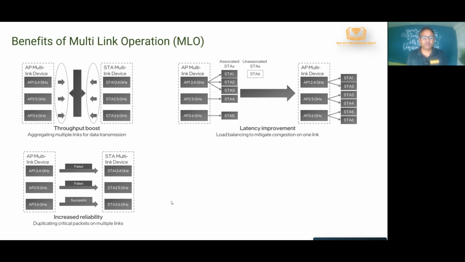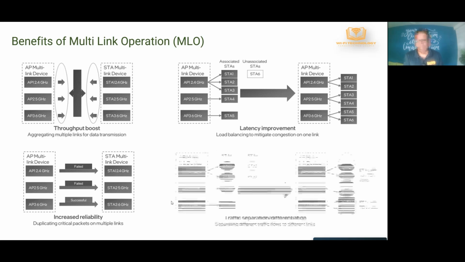Of course, you can also use it for increased reliability. Let's say you're communicating over the 2.4 gigahertz band and that communication failed because the link quality is bad. Then you try over the 5 gigahertz band, failed. Maybe at 6 gigahertz, it's successful. So you can use it for reliability, and also you can do redundant transmissions. You can duplicate the same data across 2.4, 5, and 6 gigahertz and send the same data across all three bands. Let's say 2.4 has too much interference, 5 has too much interference, and then maybe 6 is successful. So now you're sending the same data across multiple links, and you're increasing your reliability.